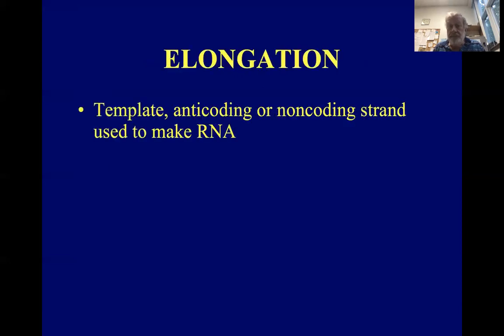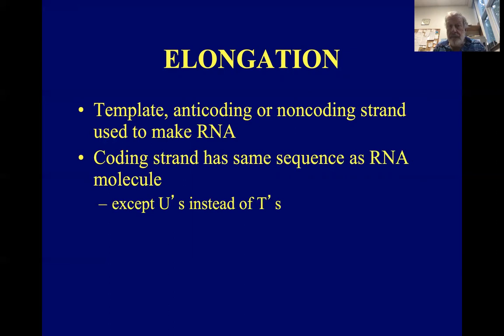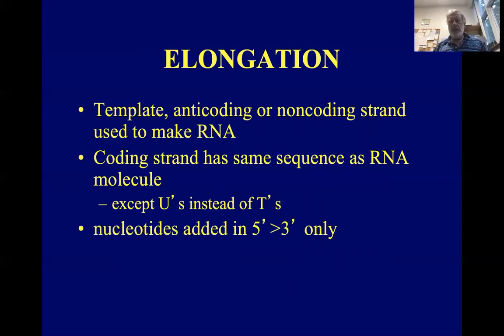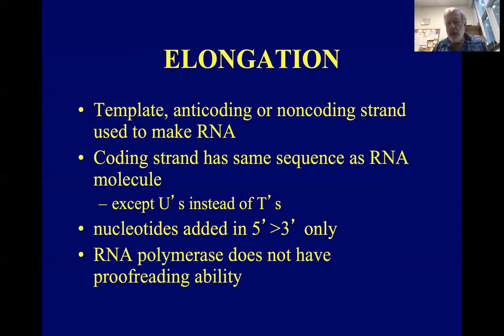So elongation: the template strand, the anti-coding or non-coding strand, is used to make the RNA. The coding strand, the other strand, has the same sequence as the RNA, except of course the DNA has T's, whereas the RNA has U's in it. And nucleotides are added in the 5' to 3' direction only, just like the DNA replication. Unlike DNA polymerases, though, RNA polymerases don't have proofreading ability, but as we'll see later, that doesn't really matter that much.